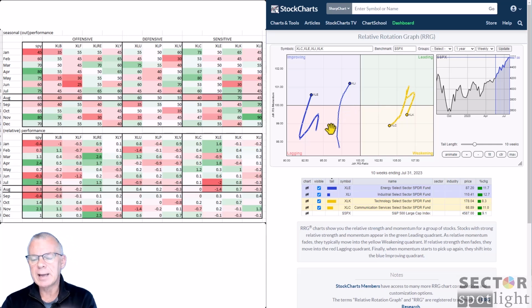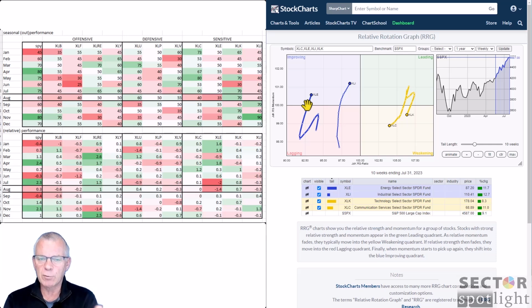Look at what's happening. Energy is picking up, and it's actually picking up quite strongly. Over the last 10 weeks, 11.7%, beating the S&P 500. So this is really coming to life. And that makes it hard for me to make that a short perspective from a seasonal point of view, because it suggests that it should be underperforming, but the reality is that it's actually starting to outperform. It's moving into the improving quadrant, and there is no sign at the moment of any rotation to the other side.